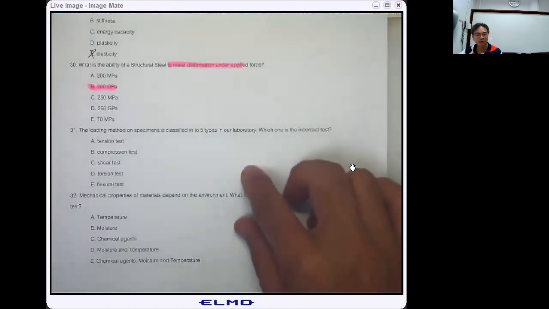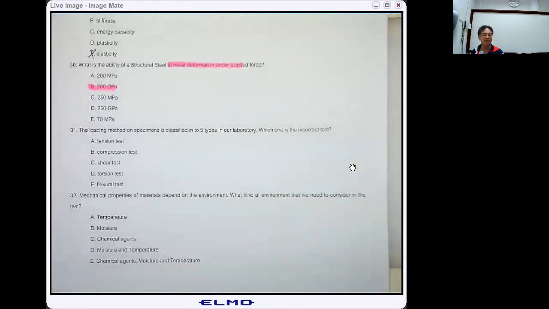And then come to problem 31. The loading method on the specimen is classified into 5 types. What do we have in our lab? We have a total of 5 types. That is going to be tension, compression, shear test, flexural test, and torsional test.